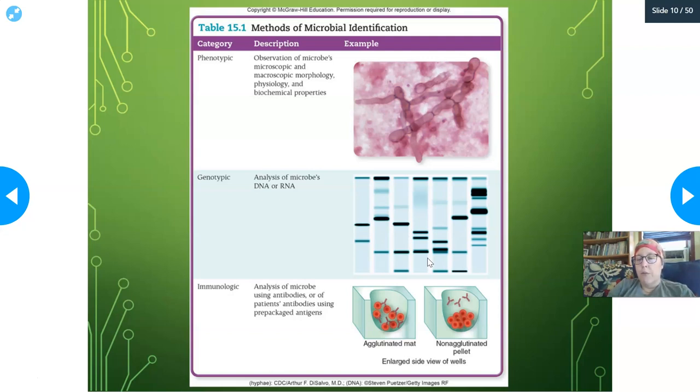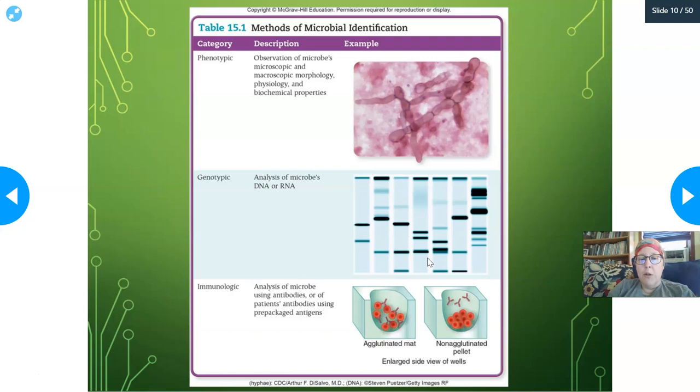The genotypic ones is simply the analysis of the microbe's either DNA or RNA profile. So it would be an RNA profile, for example, if it was an RNA virus, such as what we're doing right now for detecting coronavirus. The way they're testing it is they're doing a PCR amplification of the samples, and then they're detecting coronavirus RNA. So that would be genotypic.